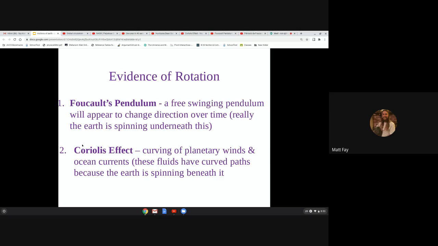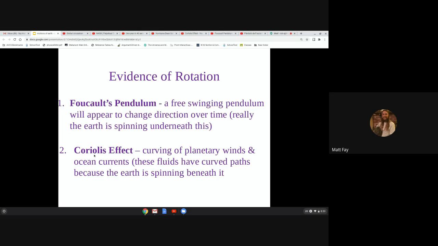The other piece of evidence is the Coriolis effect. And that's kind of like I mentioned before. We can see the effects of the spinning Earth on the winds that move on its surface or the ocean currents that move on its surface, and they have curved paths. That effect is referred to as the Coriolis effect. Both of these pieces of evidence, the name comes from the scientists who basically figured this out.